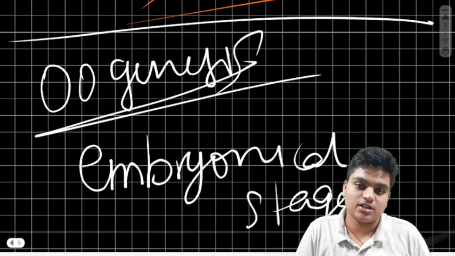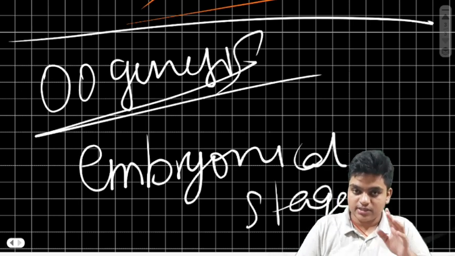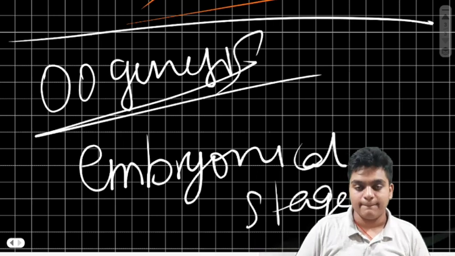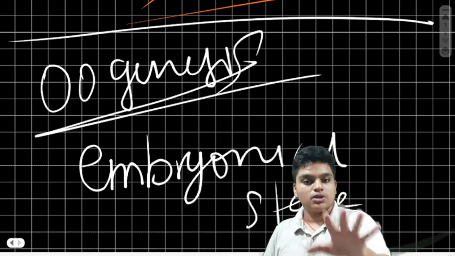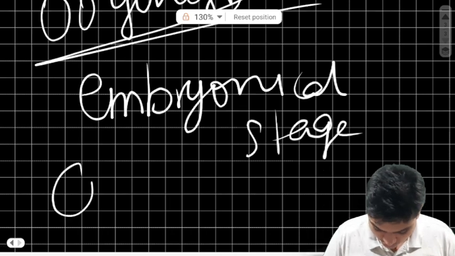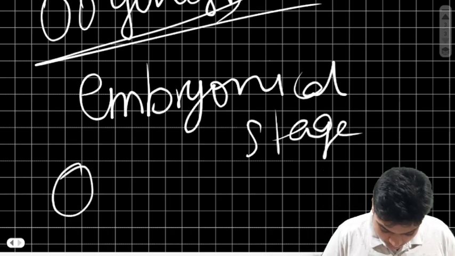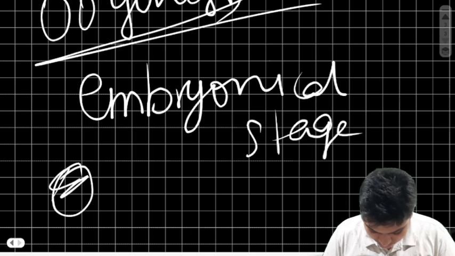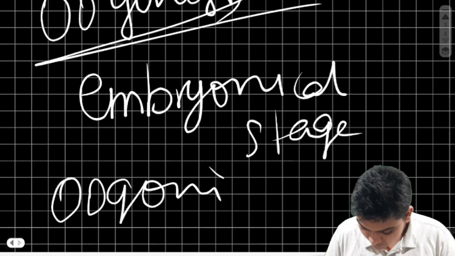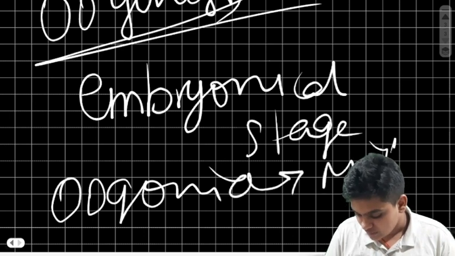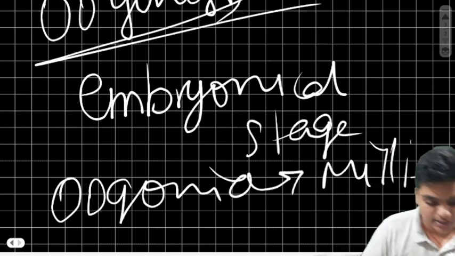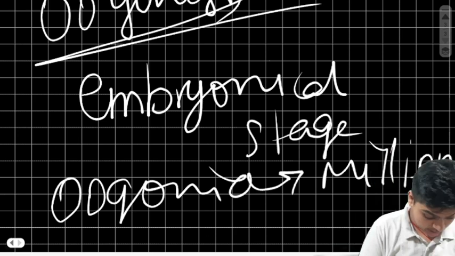When the fetus is in the embryonic stage, there are millions of oogonia. Oogonia are the structures in which the oocyte is produced. There are millions of oogonia present before the time of birth.